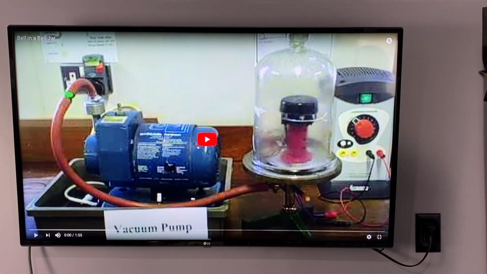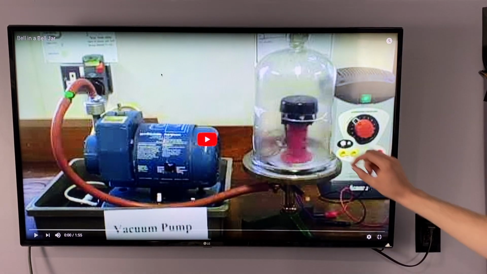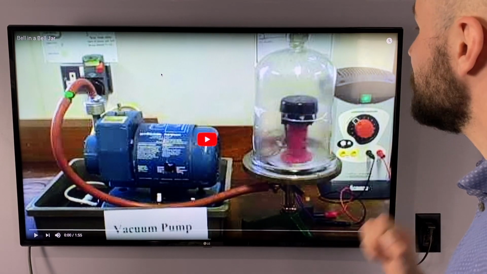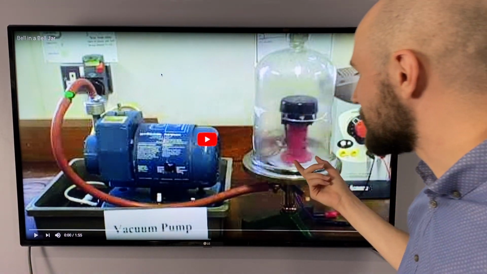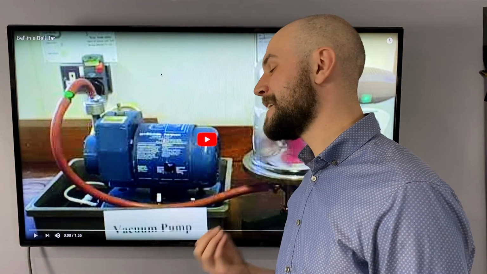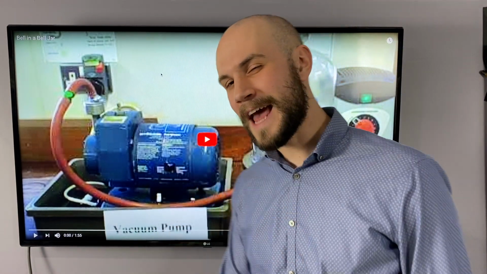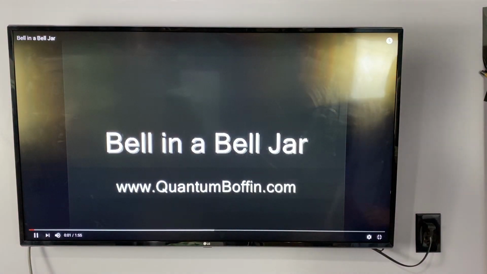So before I start the video, let me explain what's going on here. It's a little grainy, but what we have here is a bell inside of a jar. And we're going to turn the bell on and you're going to hear it ring. And this bell in the bell jar is hooked up to a vacuum pump. And the vacuum pump is going to slowly suck the air out of the bell jar. And we're going to see what happens with that ringing. Bell in a bell jar.